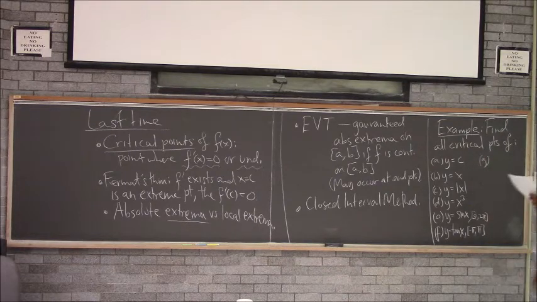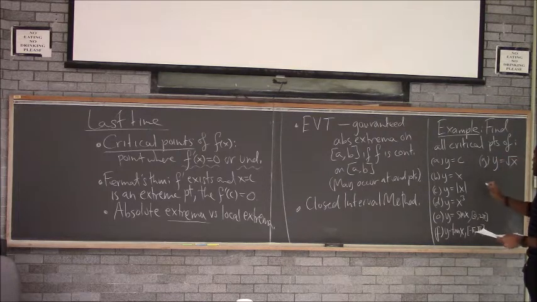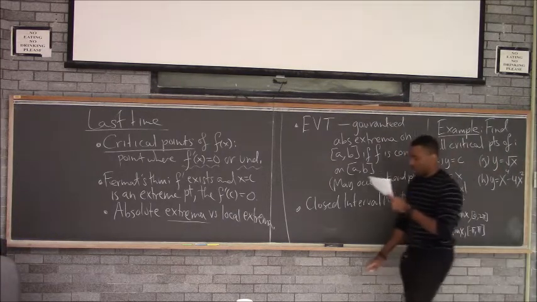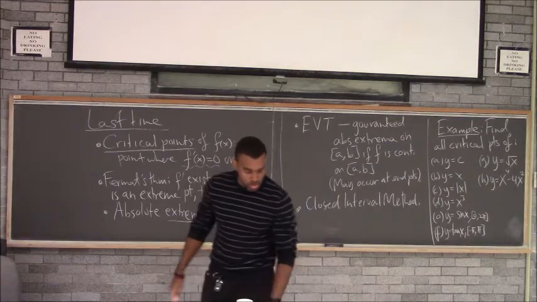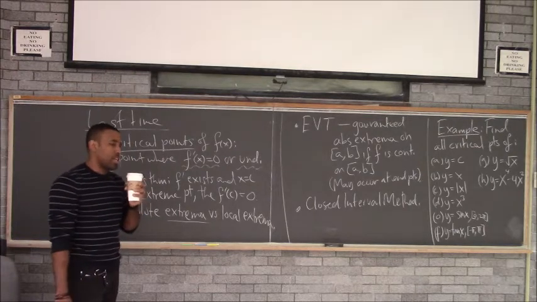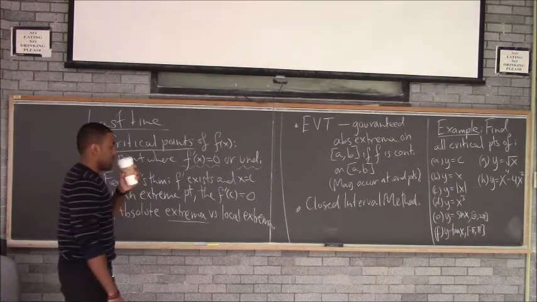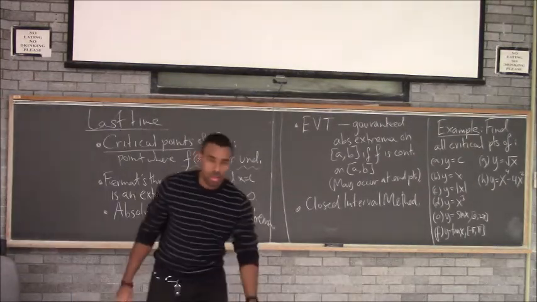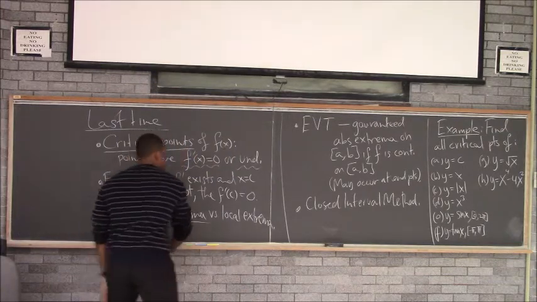G: y equals the square root of x. H: y equals x to the 4th minus 4x squared. We're going to go through and find all the critical points of all those functions that I just mentioned, and hopefully by the time we get to example 8, you fully understand what it means to find a critical point. If not, you need to go to office hours today. So, let's actually start.